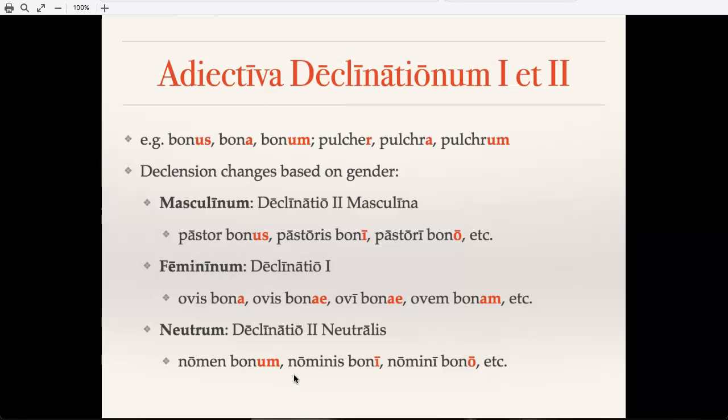Nomen bonum, the good name. Nominis boni, of the good name. Nomini bono, to or for the good name, etc. Again, nomen is a third declension noun. Nomen, nominis, nomini. But our adjective only cares about its gender, that it's neuter. So it uses second declension neuter endings. I, o, etc.